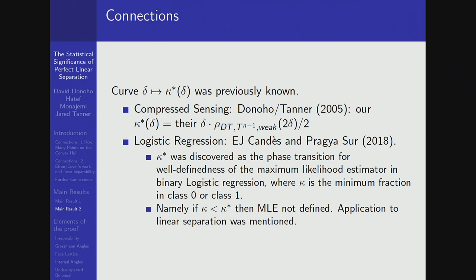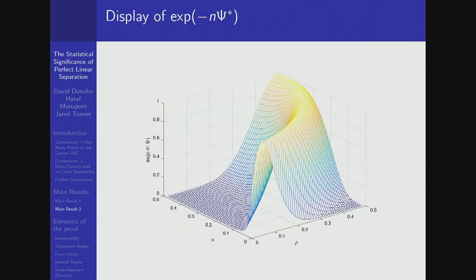Maybe it's a coincidence, it seems like a strange coincidence, although the formulas are all involving the same angles, so maybe it's true. This same curve was also discovered recently for the well-definedness of the maximum likelihood estimator in binary logistic regression by Candes. And again, if you're below this curve, then the MLE would not be well-defined, just as linear separation would be very probable even for random data. Okay, so this is the large deviation exponent.